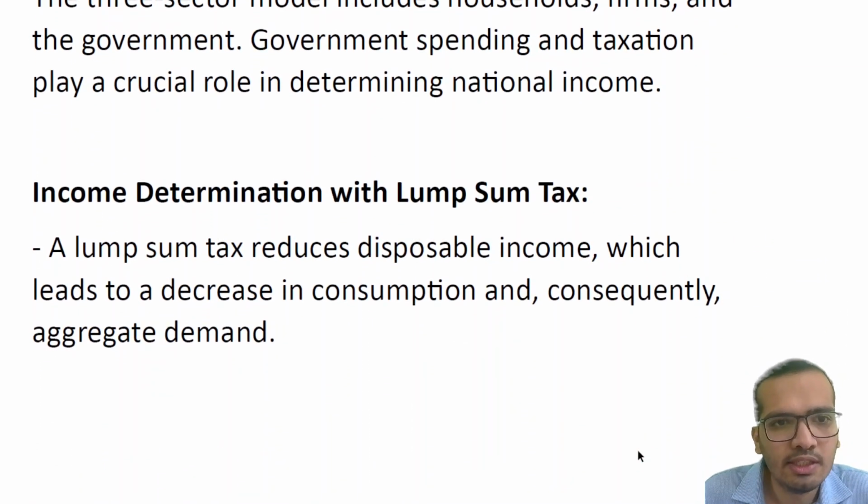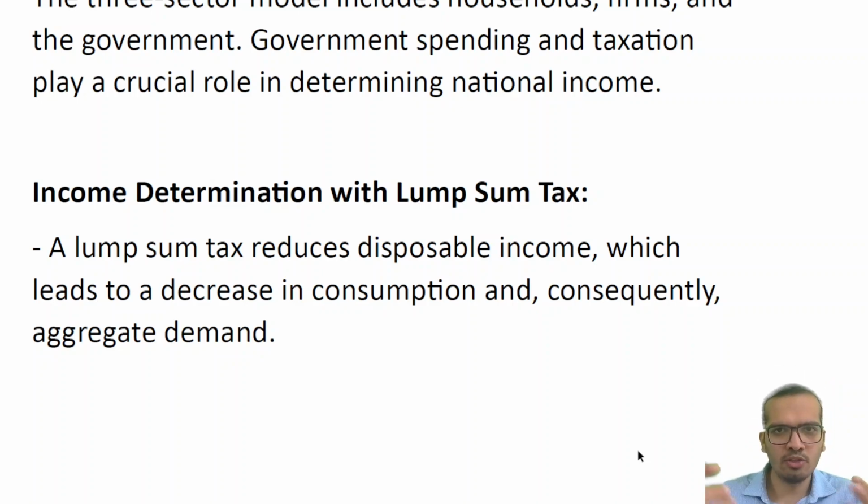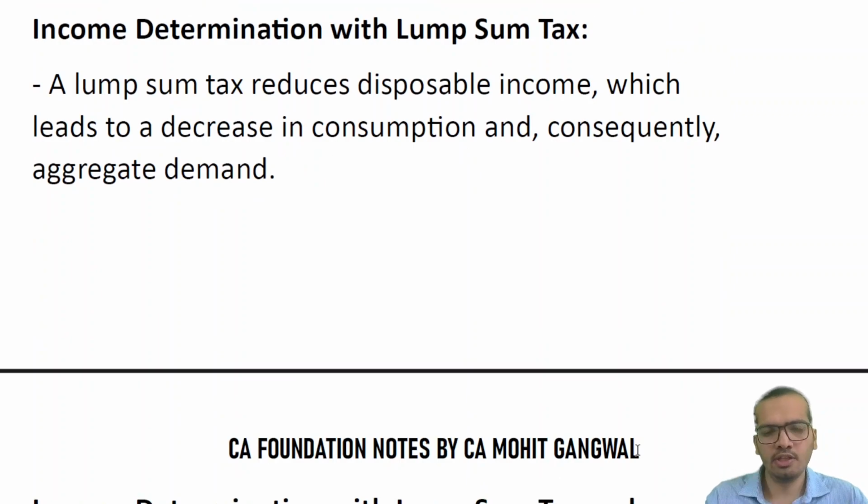Then comes income determination with lump sum tax. So a lump sum tax reduces disposable income, which leads to a decrease in consumption and consequently aggregate demand, because since the tax is deducted, the amount which is in our hand for spending will be less. So since the money will be less in our hand, we will try to spend less, and overall the cycle will be in a decreasing trend.